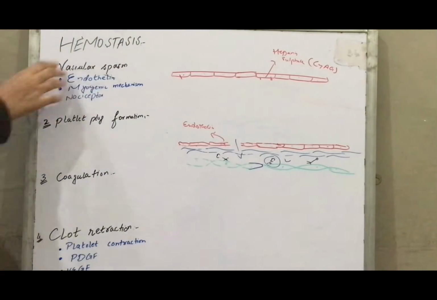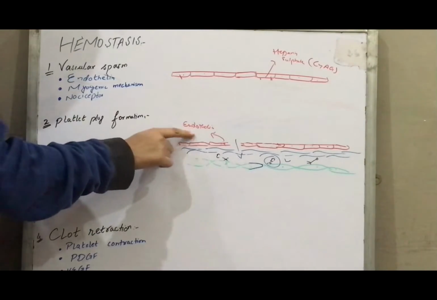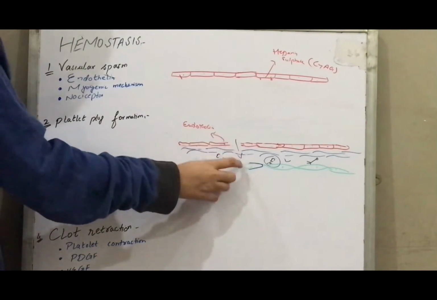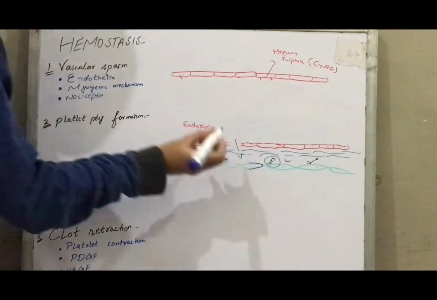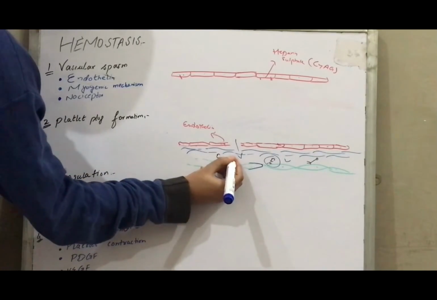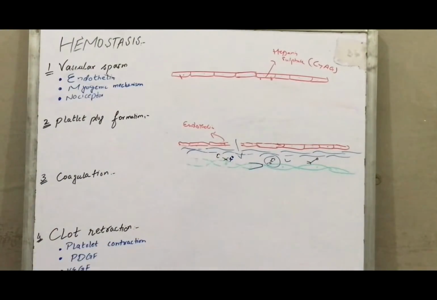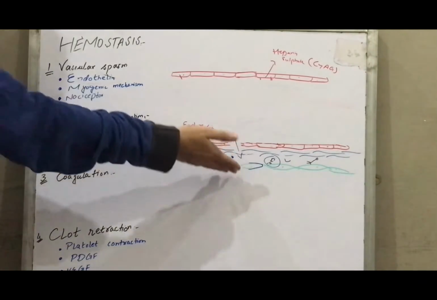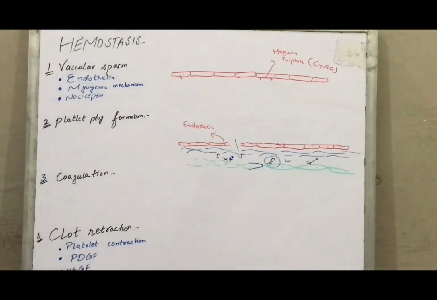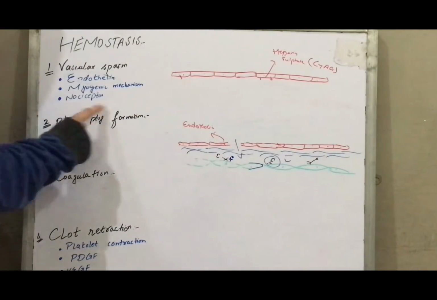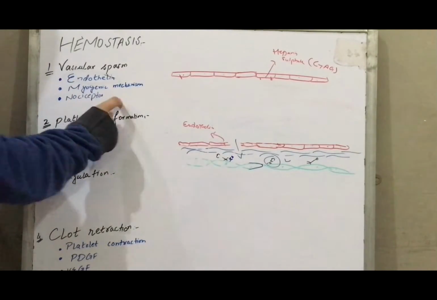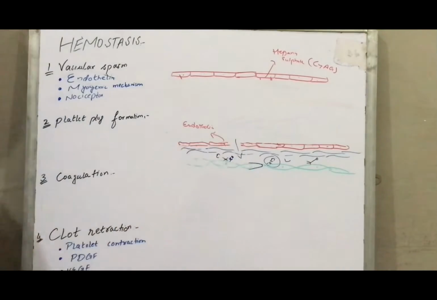These are the three things that help in vascular spasm. First one is endothelin release, whose receptors are present on myoblasts, and whenever it binds with it, the myoblast cell will contract. Second thing is myogenic mechanism, which is direct injury to the smooth muscle cell, and they will contract. Nociceptors cause pain, and pain stimulates the smooth muscle cells, and they will cause contraction. This is how vascular spasm occurs.